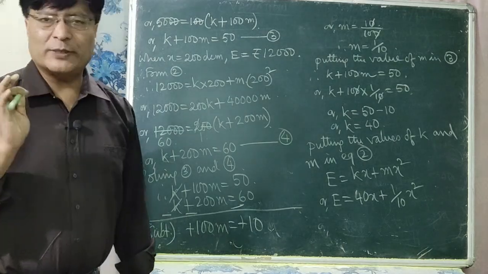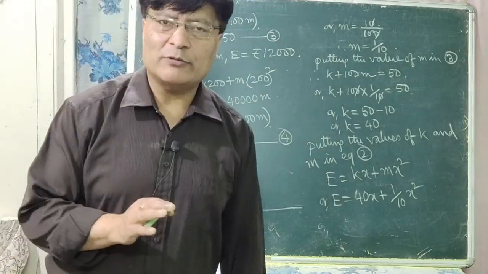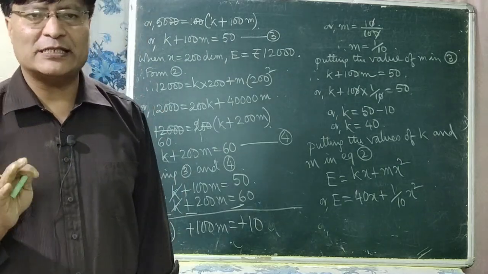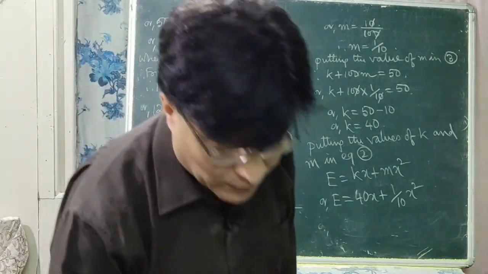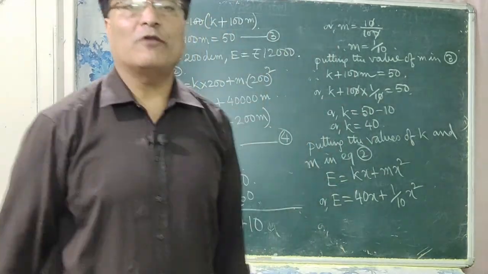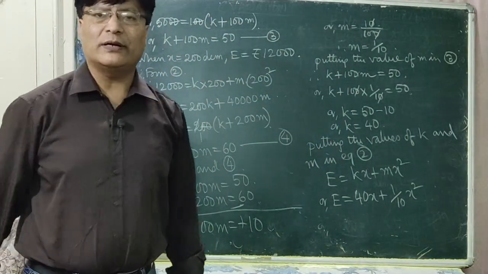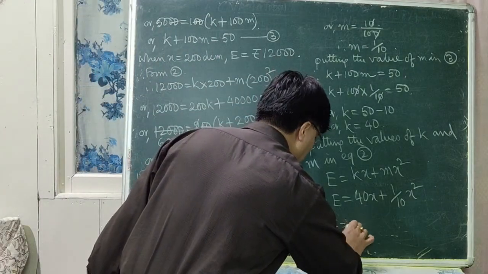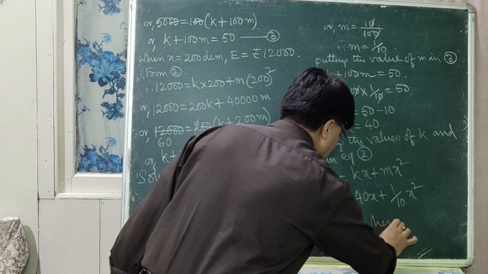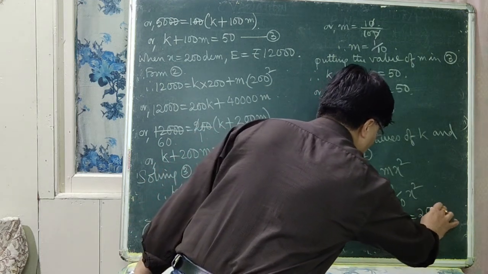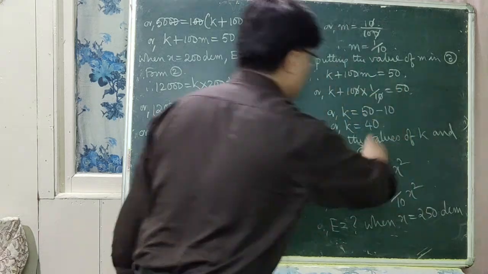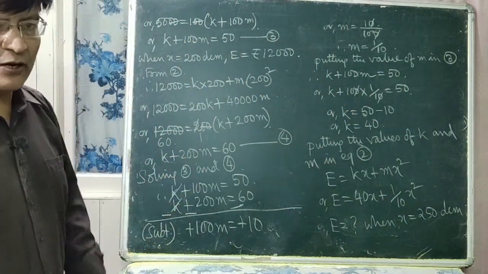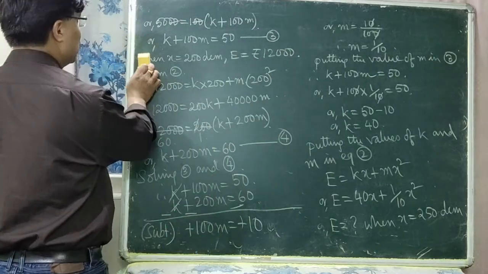So now, what is to be determined? You have to find out the expense of digging a well of 250 decimeter depth, okay? So now E is equal to question mark, when X is equal to 250 decimeter. So let us find it. So when X is equal to 250 decimeter, what is the value for the expense E, right?